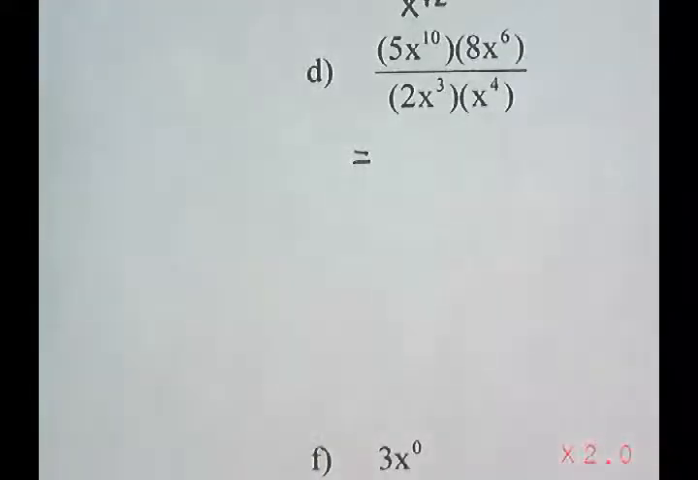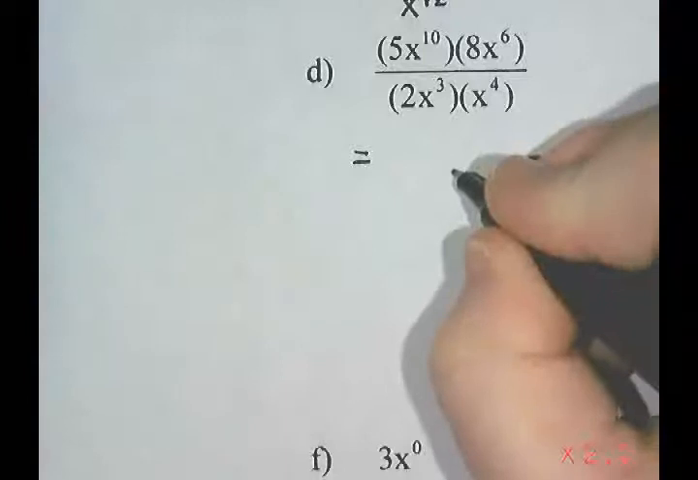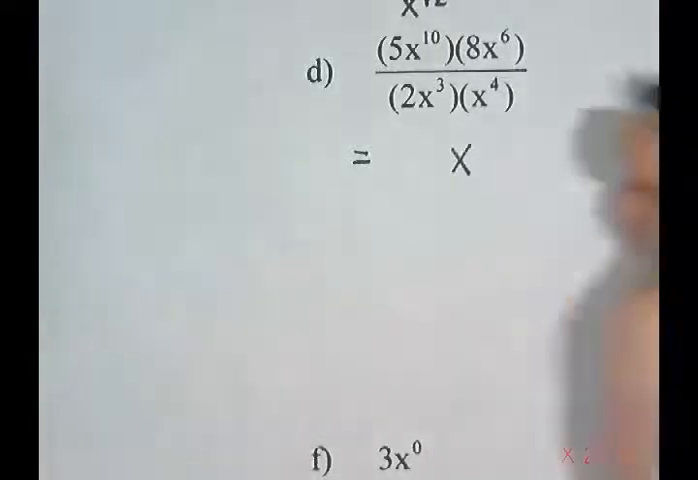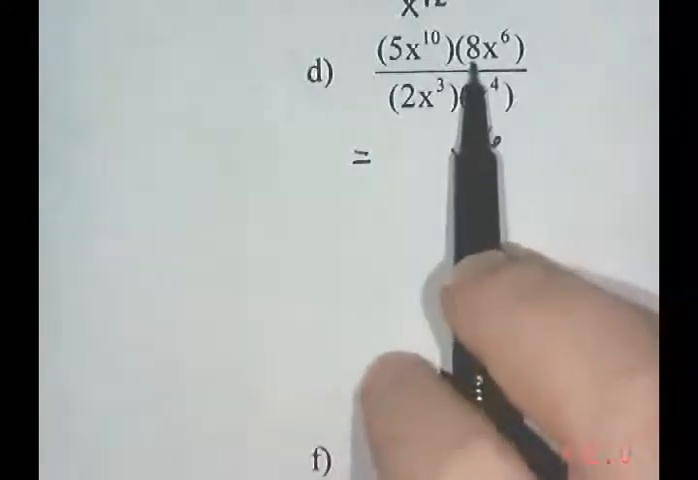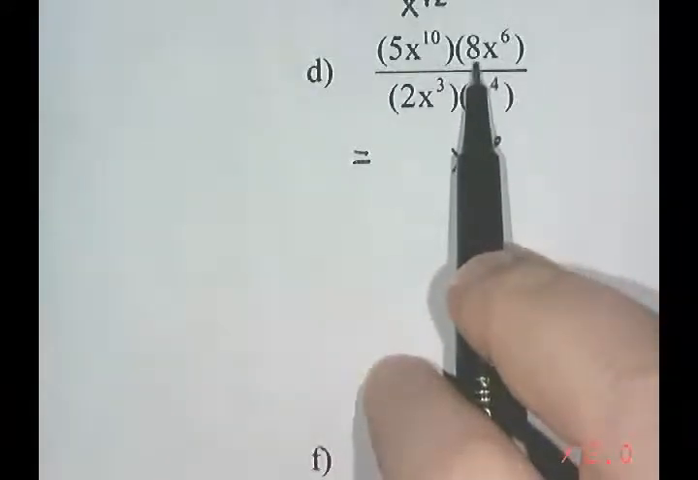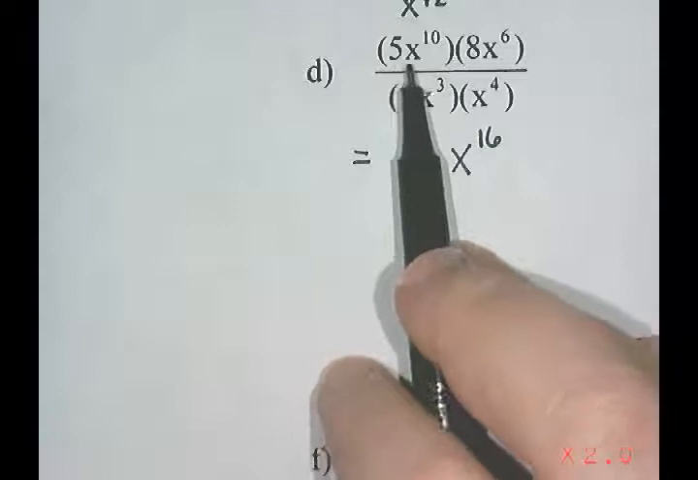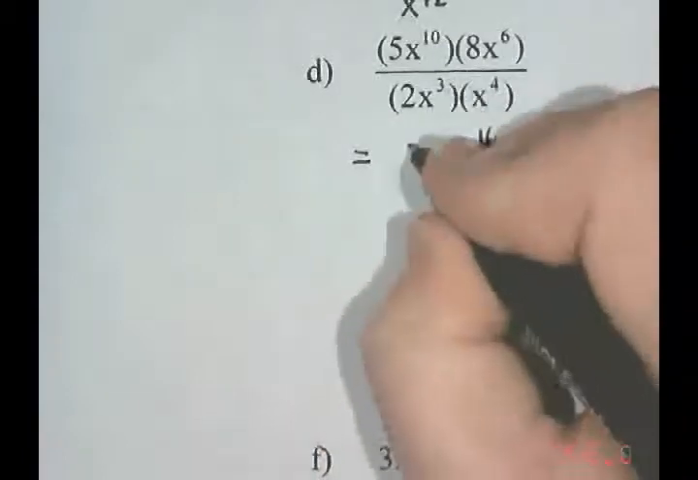X to the 10 times x to the 6. The rule for that is that you copy the base and you add the exponents. So 10 plus 6 is 16. And then the 5 and the 8 are not the same base. So I cannot use exponent laws here. So I just simply do 5 times 8, which is 40.